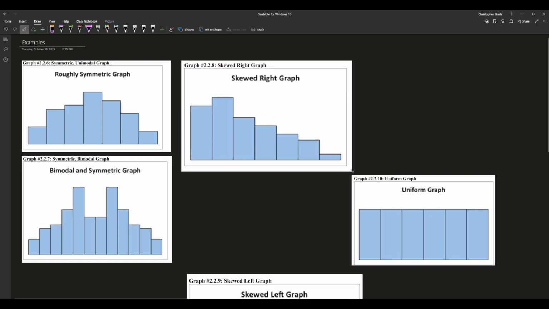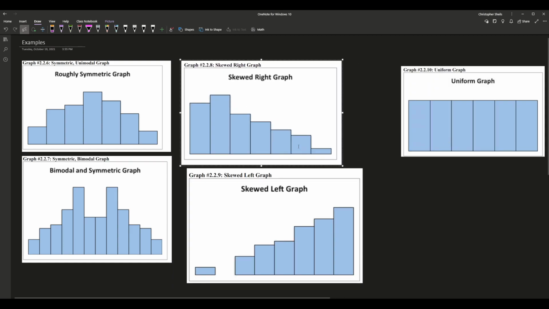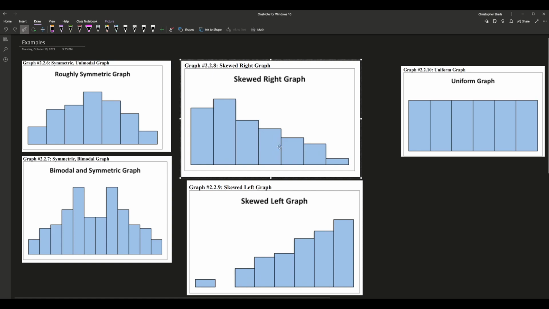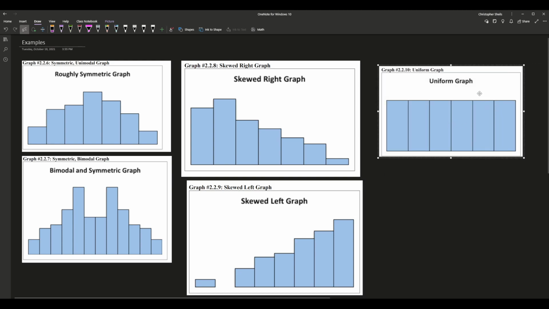We also have skewed right and skewed left graphs. Again, we say that a graph is skewed in the direction of the longer tail. So in this skewed right graph, notice that the right tail is longer, so we say this is skewed right. Down here, we see that the left tail is a little longer, so we say that this is skewed left. And here we have a uniform graph. All of the bars are the same height.